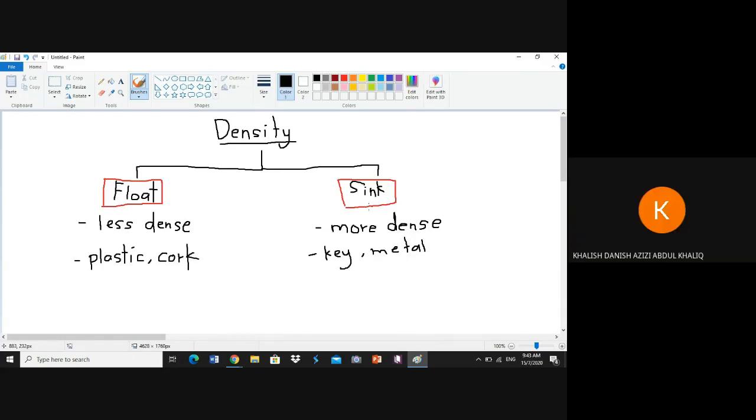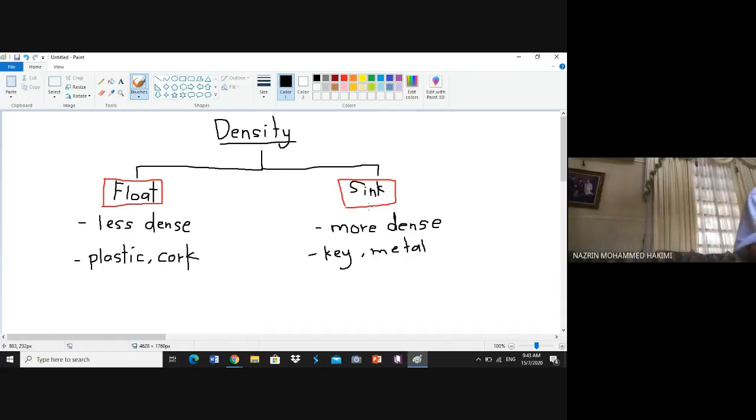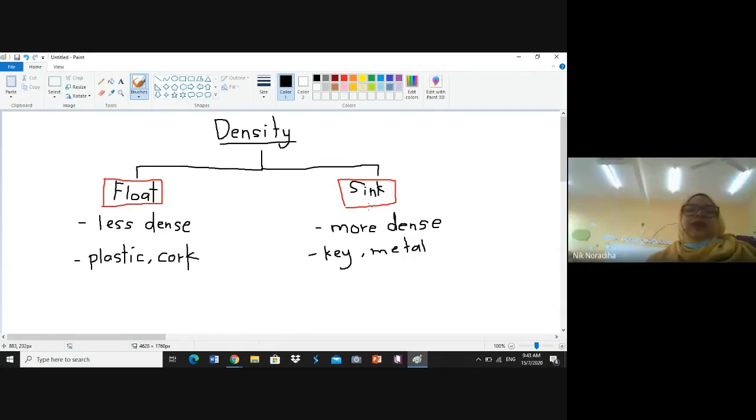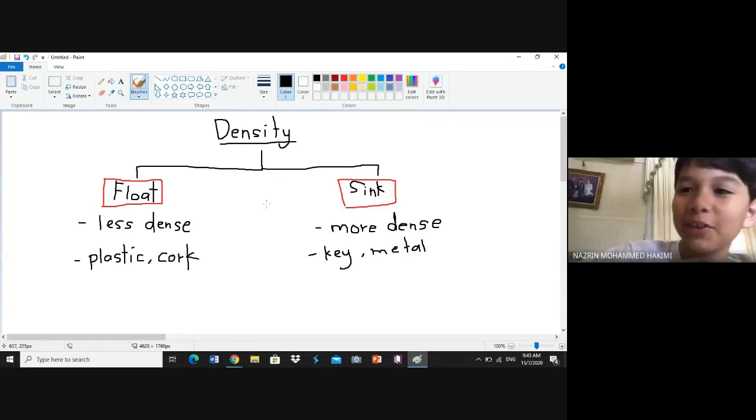Yeah, I want to buy. This is called fluorescent. Okay. What are you doing, Nazrin? Cork floats, Nazrin. Cork floats. I forgot to turn off my mic.